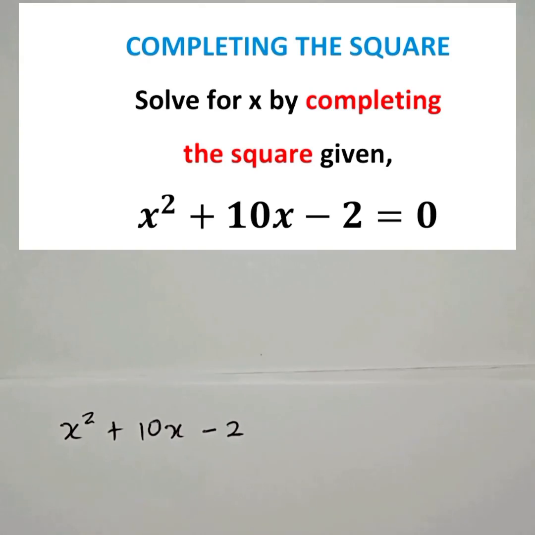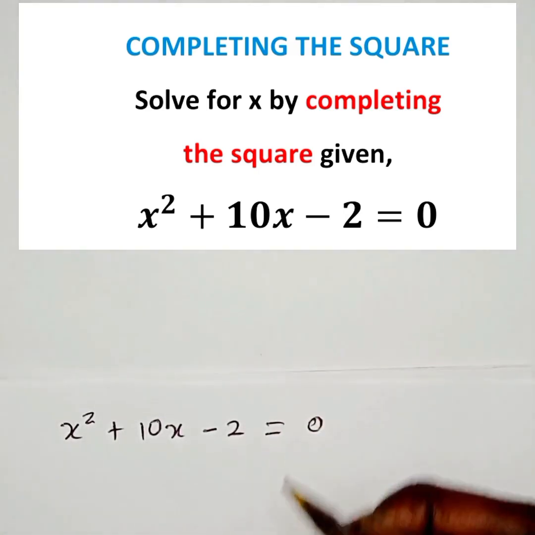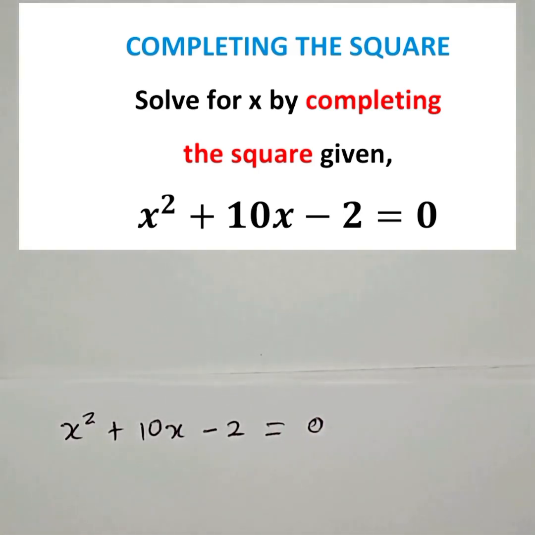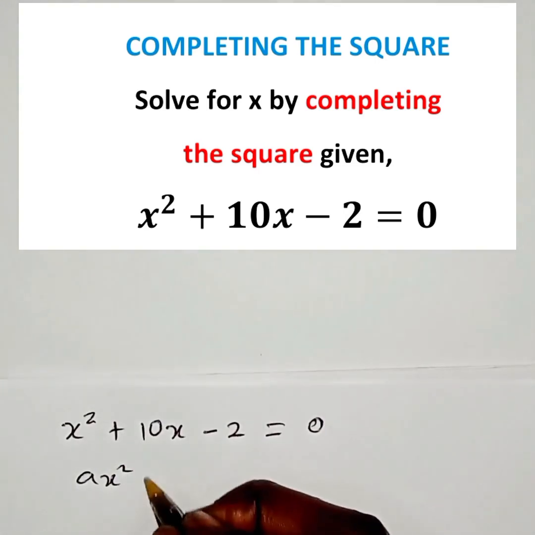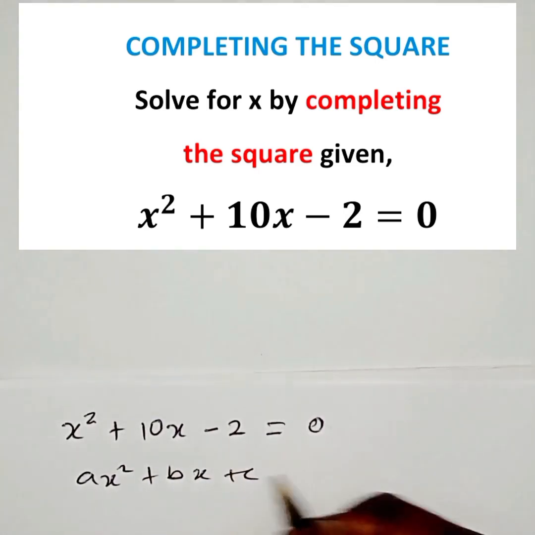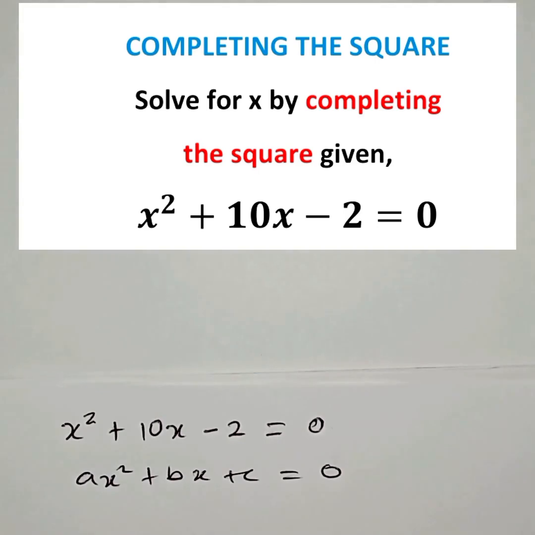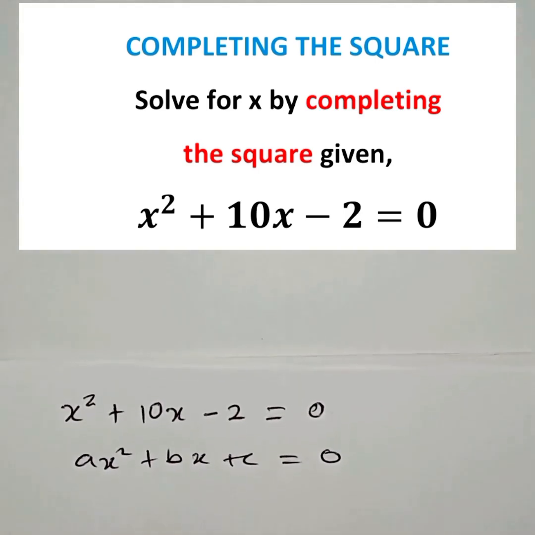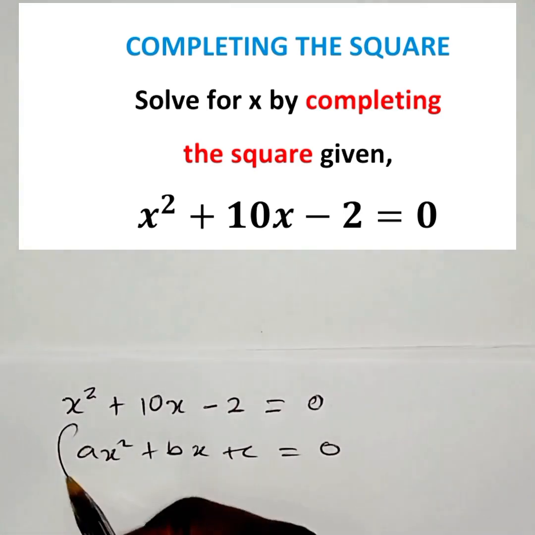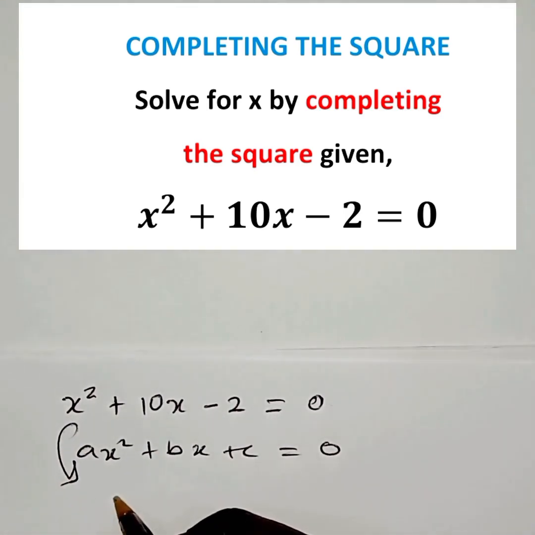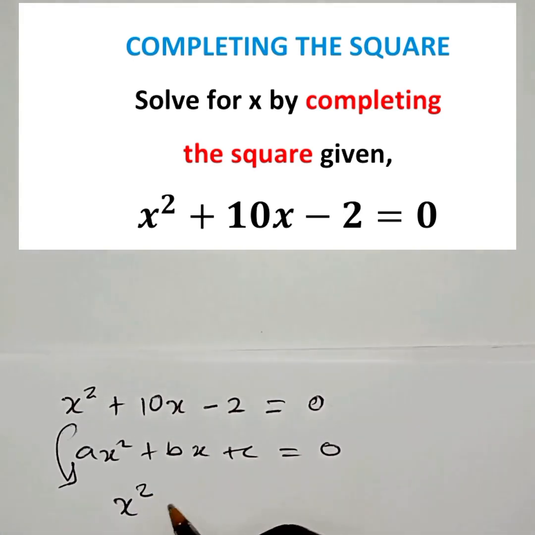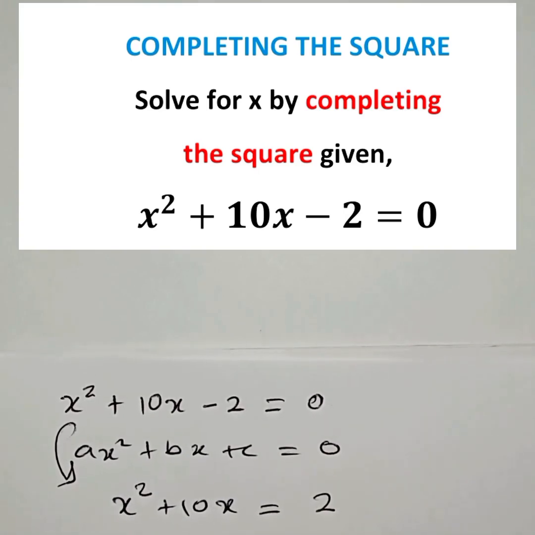In this math tutorial, we are solving this equation by completing the square. It is important to note that this equation is in the form ax squared plus bx plus c is equal to 0. It is a quadratic equation. Now, we can take minus 2 to the other side. So we'll be having x squared plus 10x is equal to 2. If it crosses this equal sign, it becomes positive.